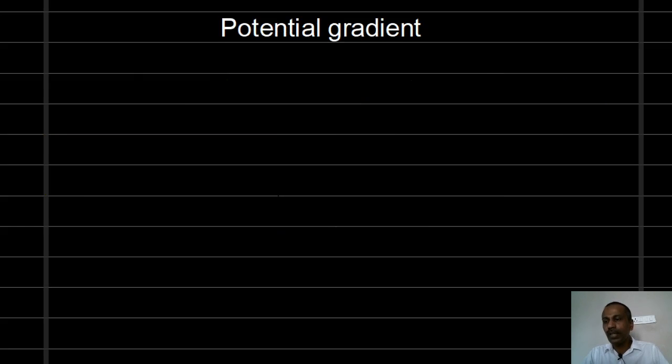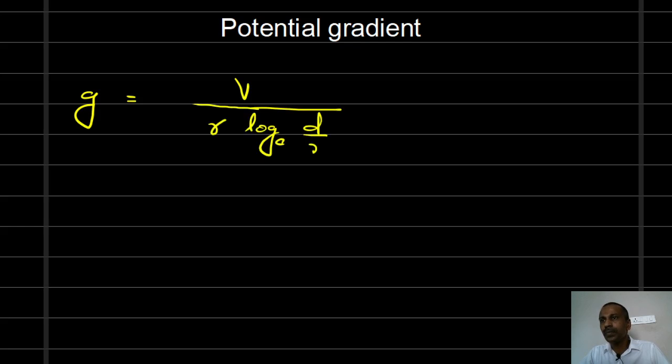Let's see the term potential gradient. Gradient G is equal to V divided by R into log D by R, volt per centimeter, or it is kilovolt per centimeter. When the potential gradient on the conductor surface increases, the ionization of the air surrounding the conductor material occurs.